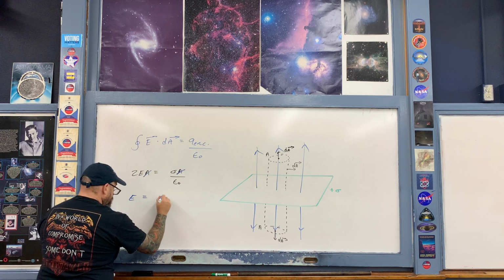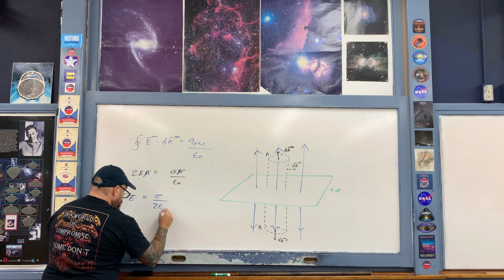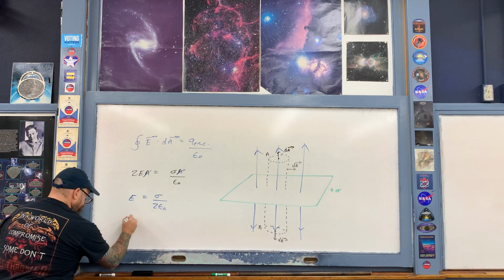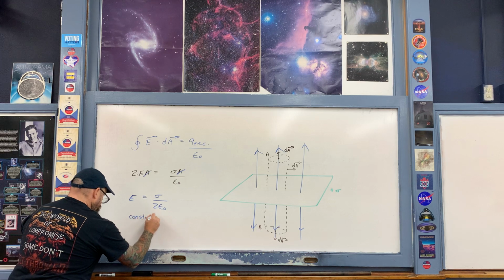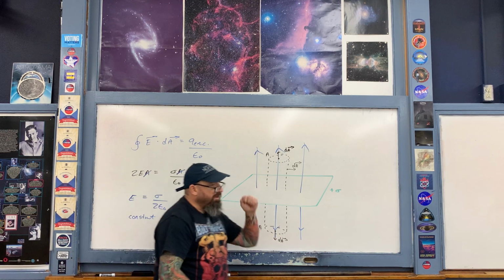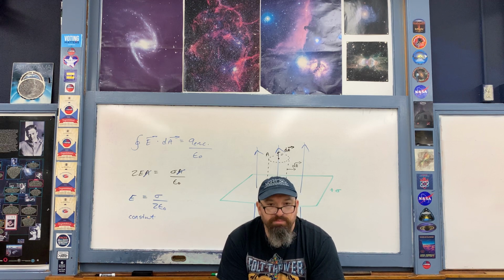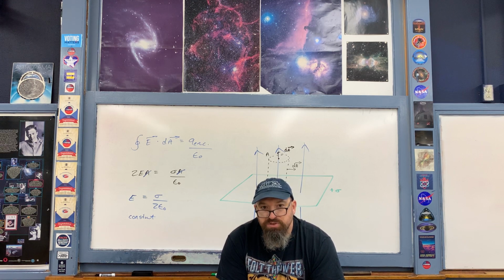And when we do, we obtain the following expression. This is a constant. So we end up with a constant electric field in all space near the infinite sheet of charge, just as we do when talking about a gravity field here near the surface of the Earth.